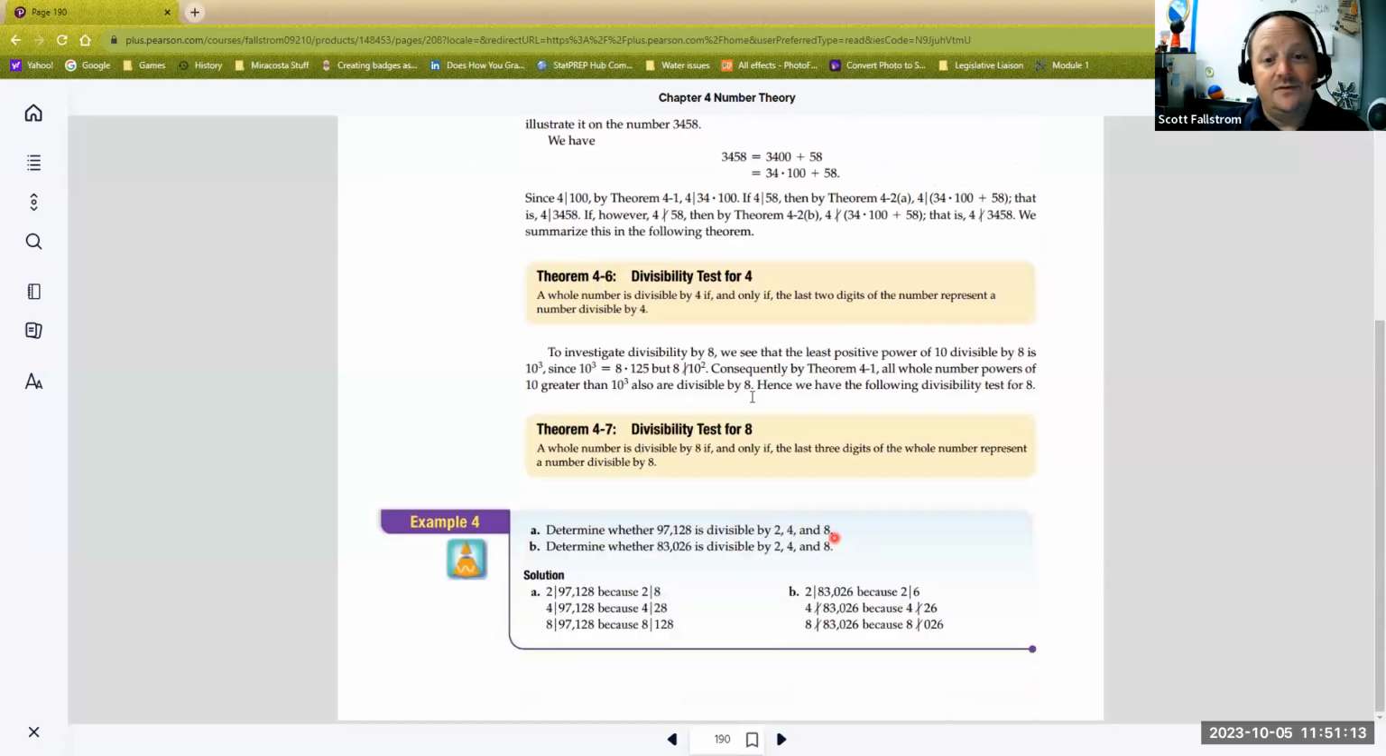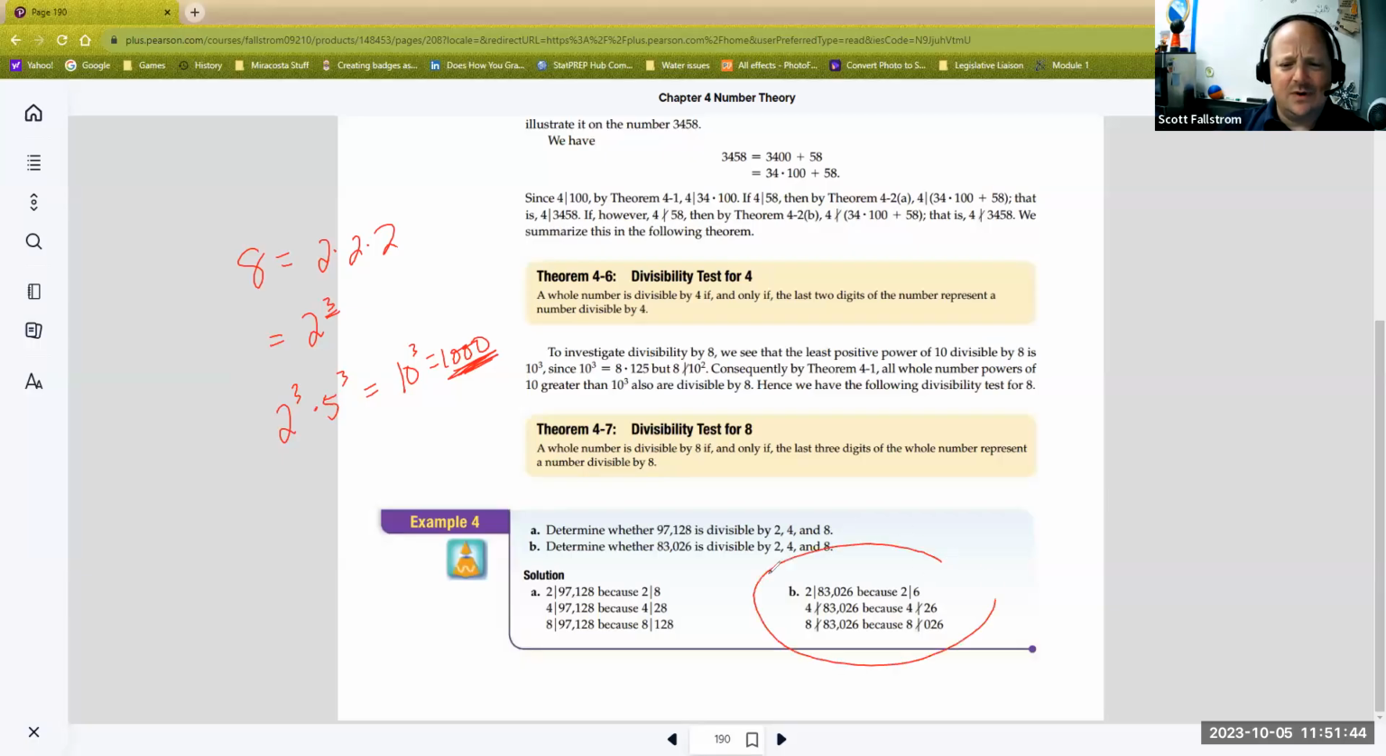Right? The divisibility test for 8, and honestly, you actually could continue going with this. 8 turns out to be 2 times 2 times 2, which is 2 cubed. Oh, nice. So 2 cubed, I would just need 3 decimal places, or 3 digits, because 2 cubed times 5 cubed would give me 10 cubed, or 1,000. So basically now I'm peeling off groups of 1,000 when I'm checking 8.